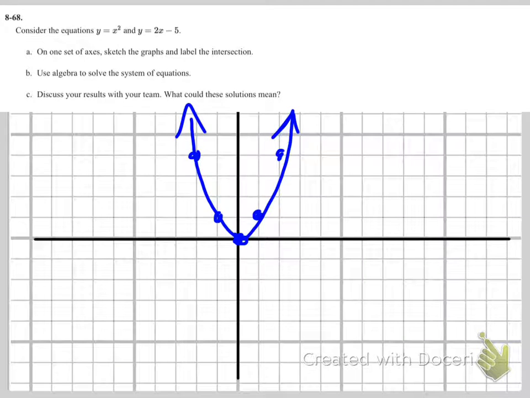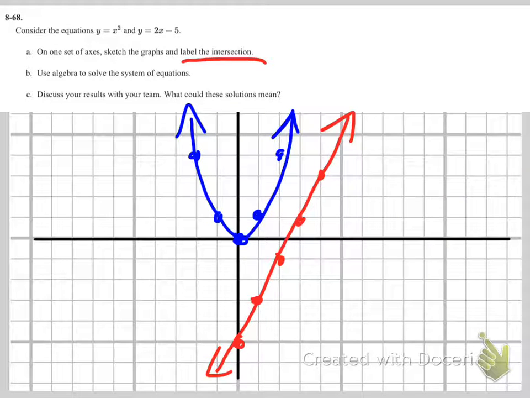The other one is 2x minus 5. So if I start at negative 5, slope of 2. And once I get to this point here, this blue graph is actually growing faster than this linear graph, so they will actually never intersect each other. So label the intersection, there is no intersection, which means I cannot solve it graphically.